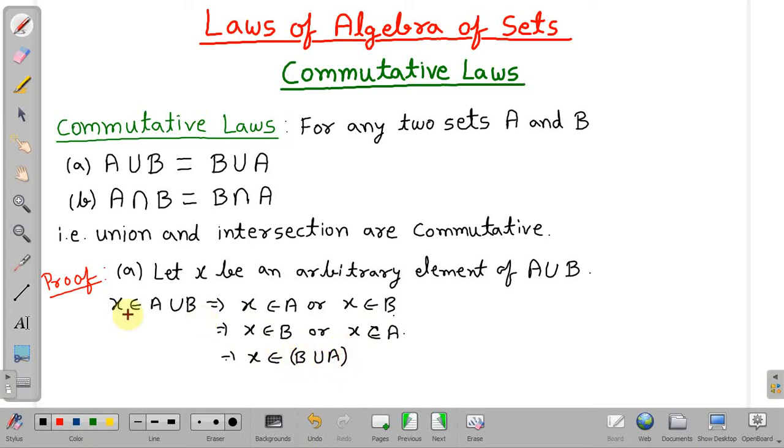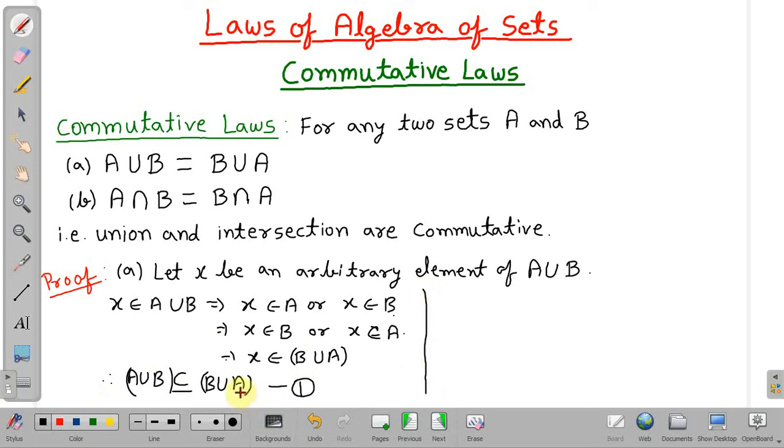So we started by assuming that x is an element of A union B, and from this we concluded that x is also an element of B union A. So we can say that A union B is a subset of B union A. Okay, so this is one part.